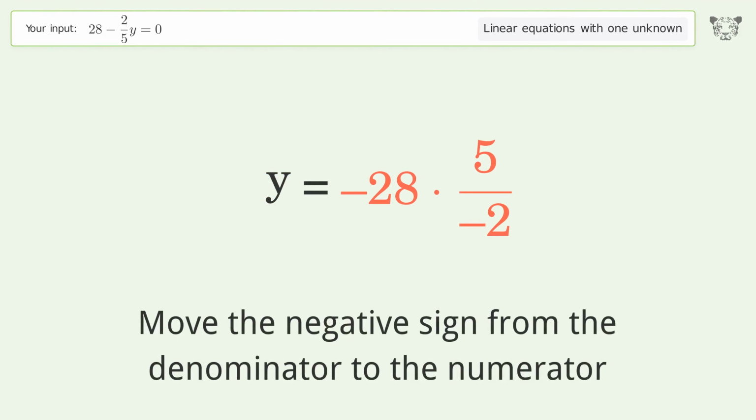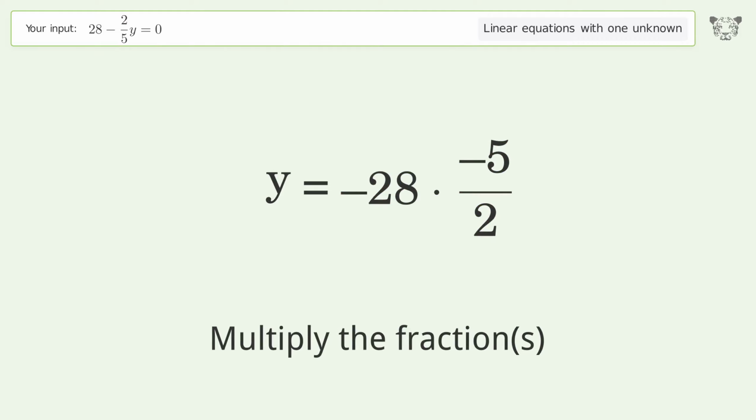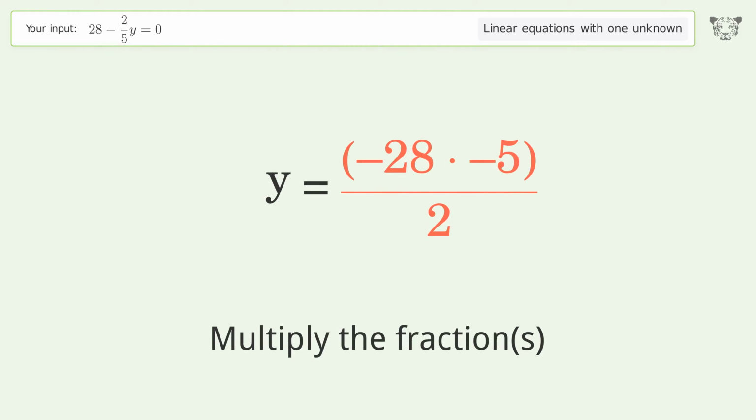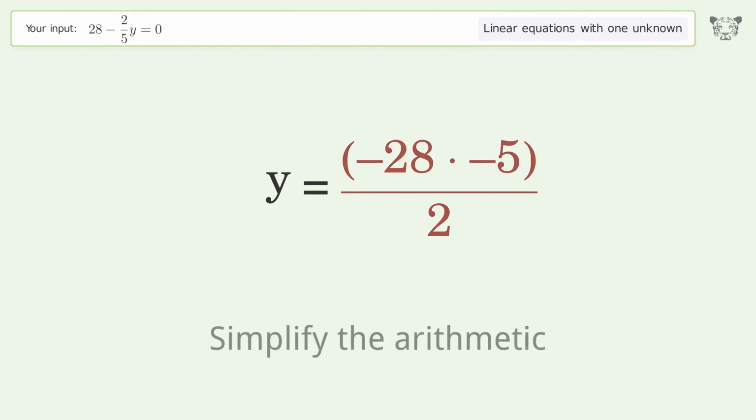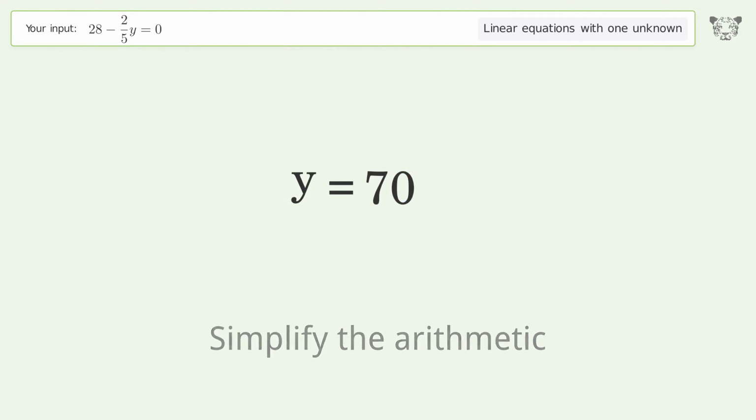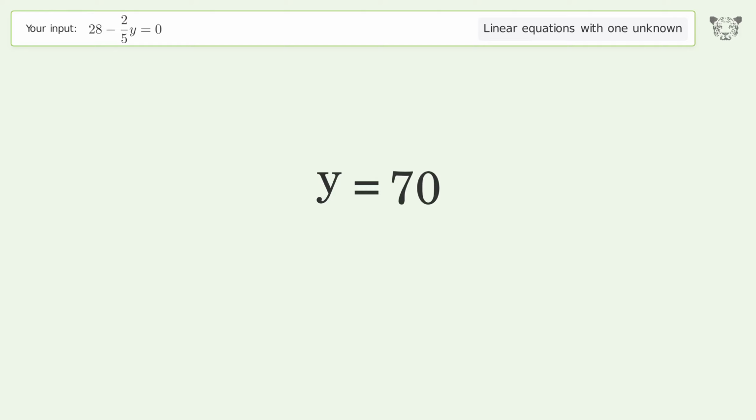Move the negative sign from the denominator to the numerator. Multiply the fractions. Simplify the arithmetic. And so the final result is y equals 70.